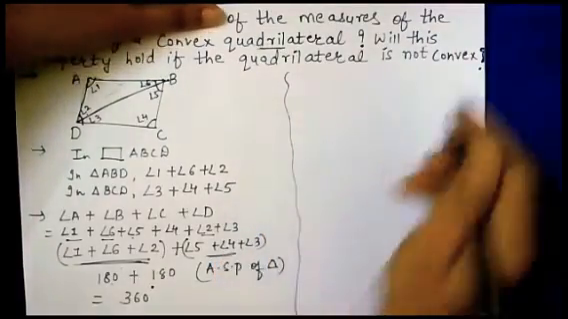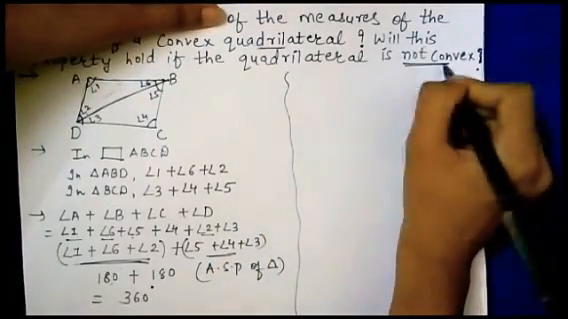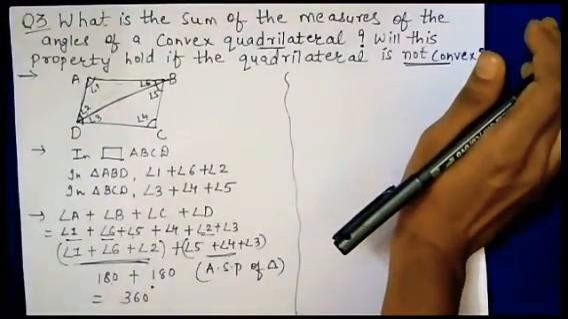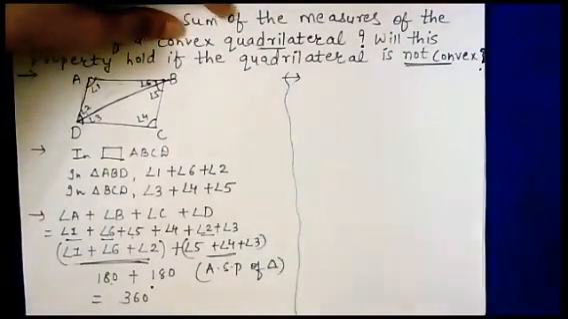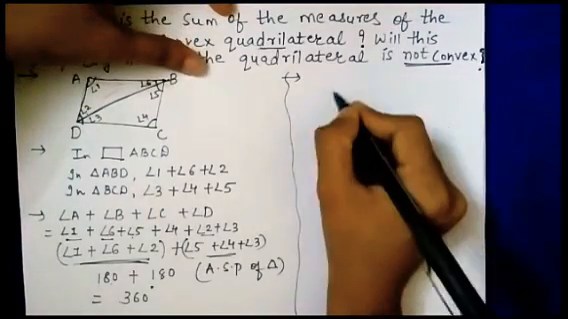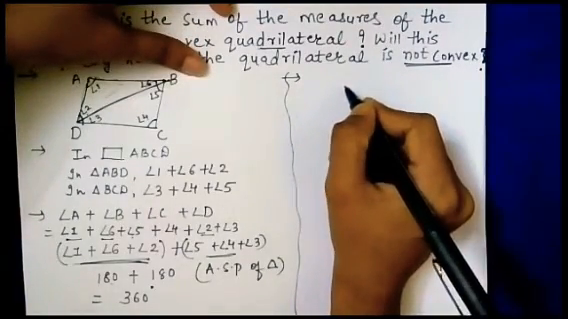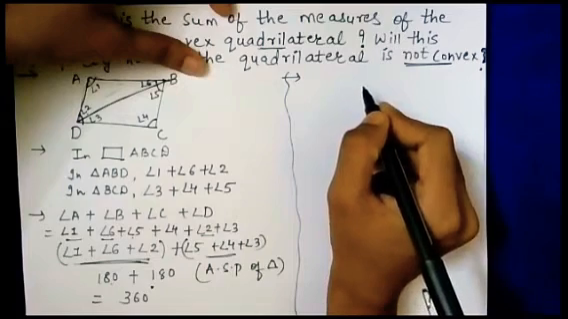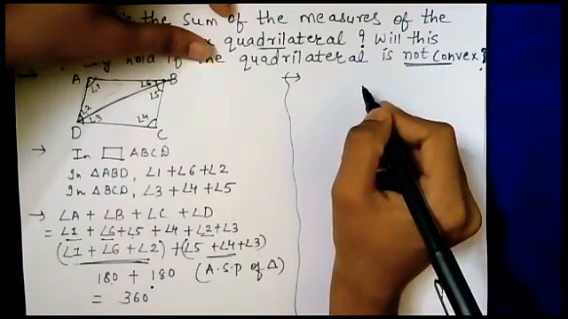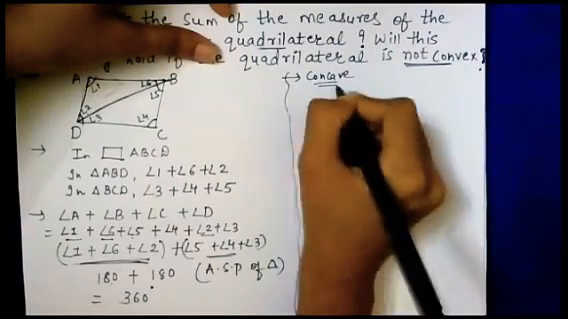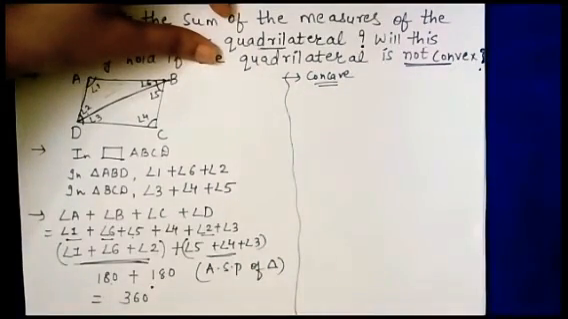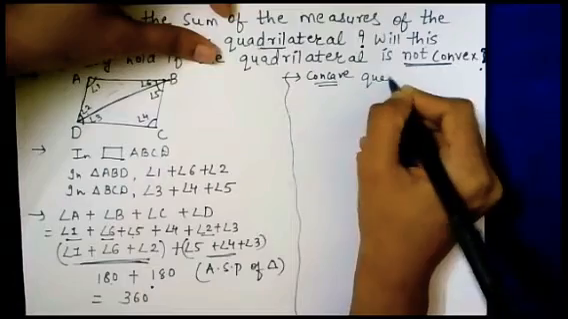Okay, now they are telling that the quadrilateral is not convex. Not convex means it should be concave. So we have to take a concave quadrilateral. Now how will you take a concave quadrilateral? A concave quadrilateral means one angle should be more than 180 degrees. At least one angle should be more than 180 degrees. So now we will check this property with a concave quadrilateral.